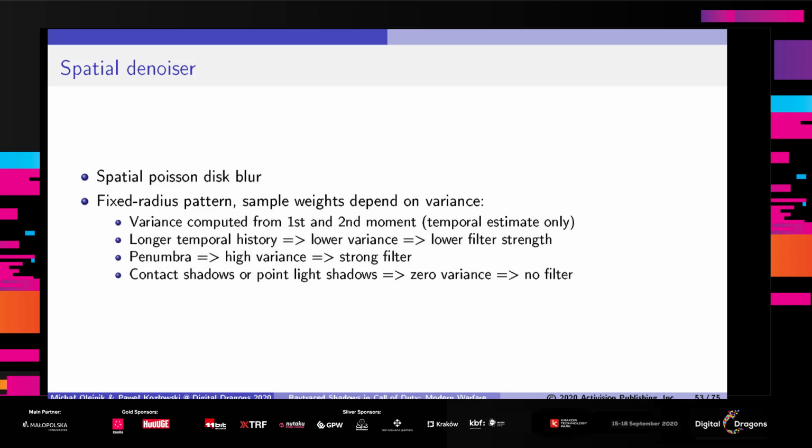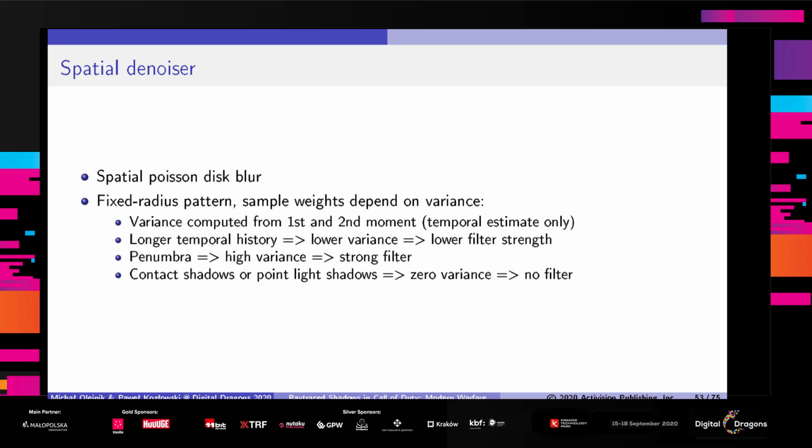After temporal denoising, we move on to spatial denoising, which is a simple, non-separable Poisson disk blur pass. We apply weighting heuristics that include depths, normals, and variance. Since we denoise multiple lights at the same time, we cannot use variance to scale the sampling radius, so instead we keep the radius fixed and we modify sample weights based on variance.